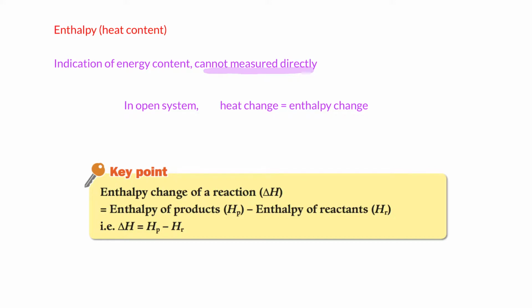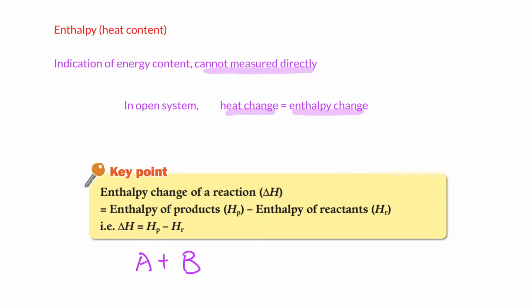In an open system, we know that the heat change that we measure will be equal to the enthalpy change. So enthalpy change is defined as the enthalpy of the products minus the enthalpy of the reactants, because that is the change. That will be the new value minus the old value.